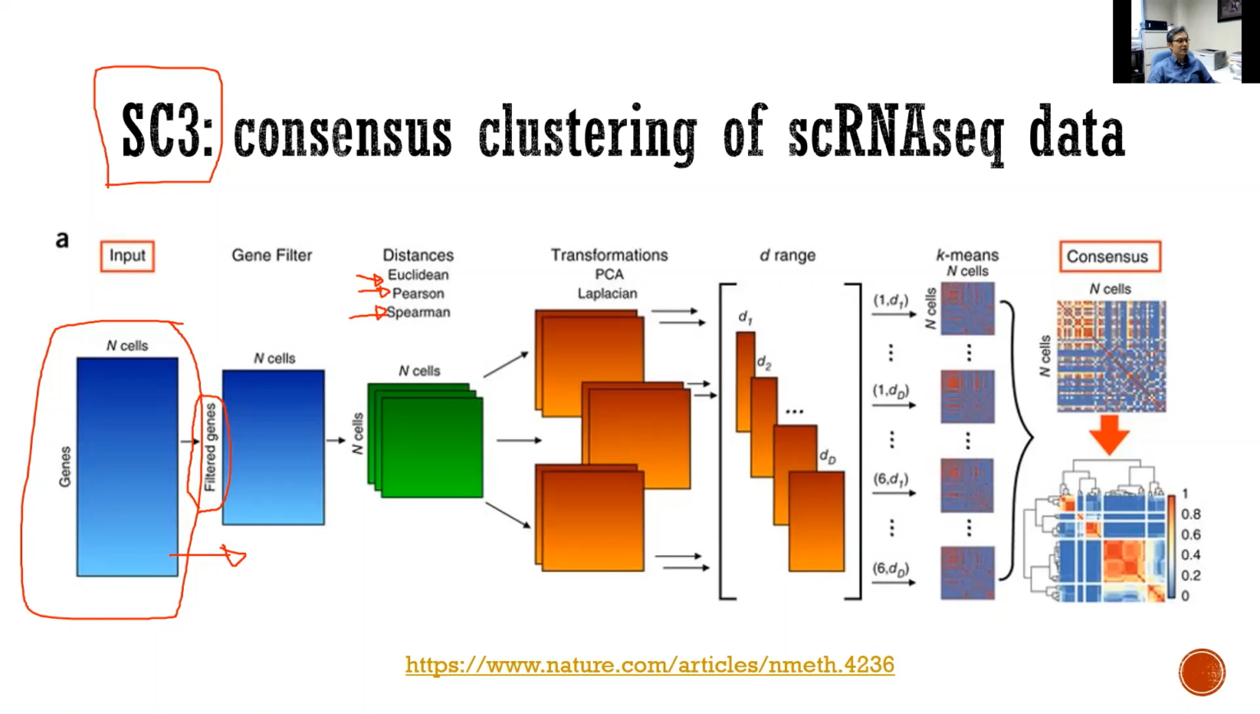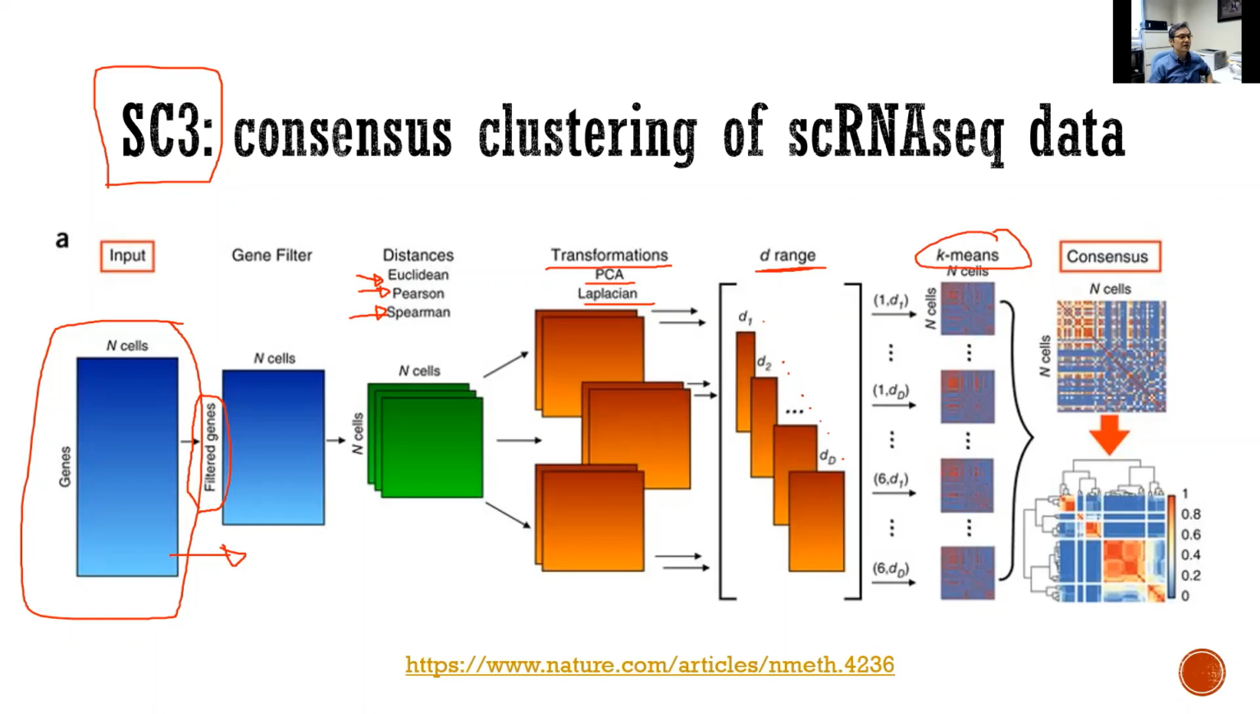Then the next step of the algorithm is transformation. So they transform each of these distance matrices using PCA transformation and the Laplacian transformation. So each distance matrix is transformed into 2. So now you have 6 transformed distance matrices. And then they select a range of D. D is the number of components, because all these generate components, and they rank them. So they choose to use from D1 to D different components to learn from the distance matrix, and then use this as input to run the k-means algorithm.